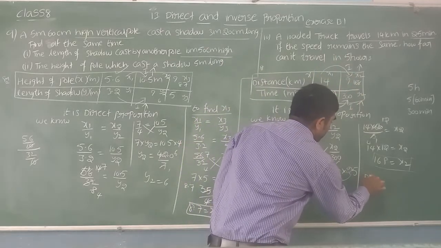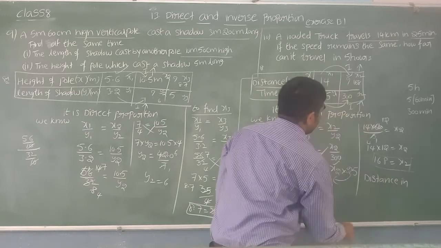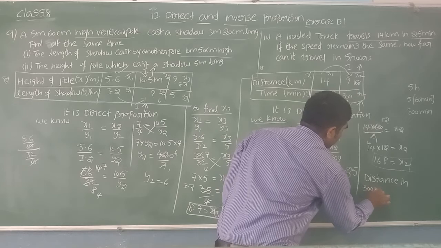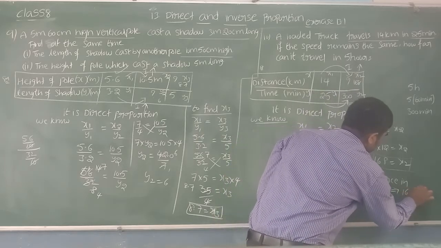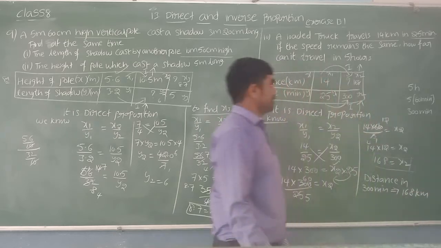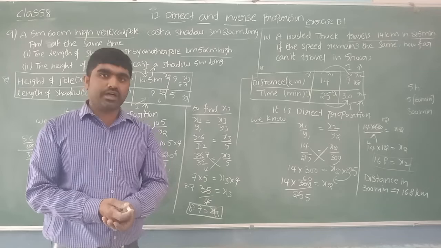We can now write: distance in 300 minutes is equal to, what is the distance it covered? 168 kilometers. Like that we can find the unknown values with the concept of direct proportion.